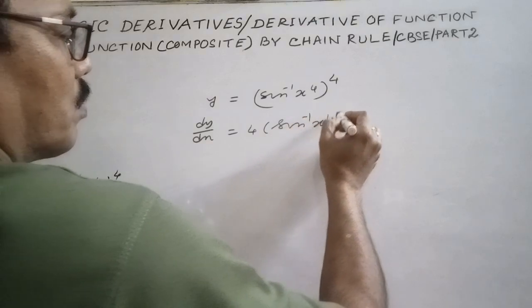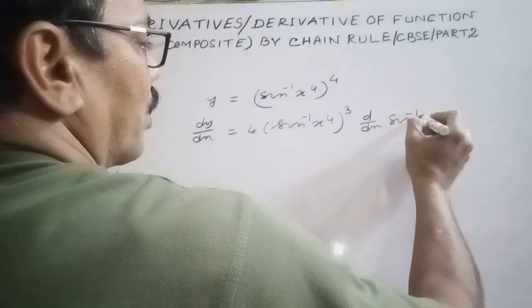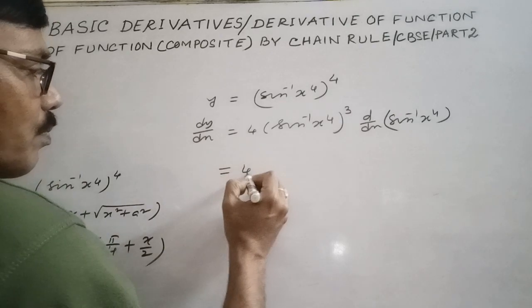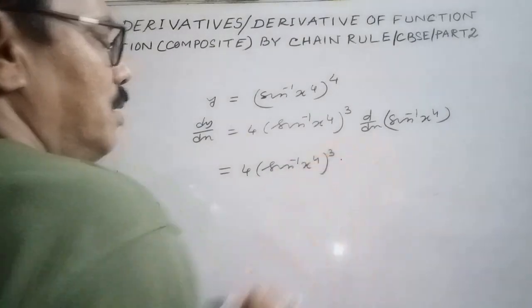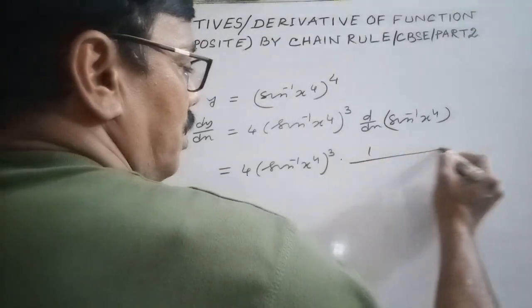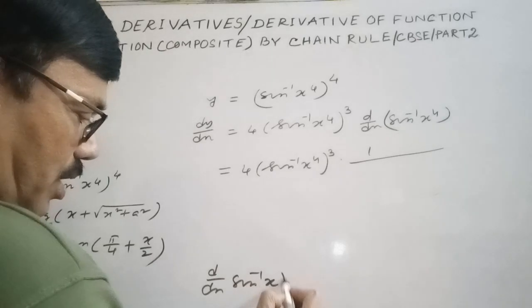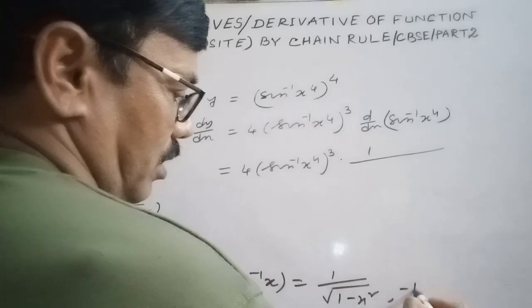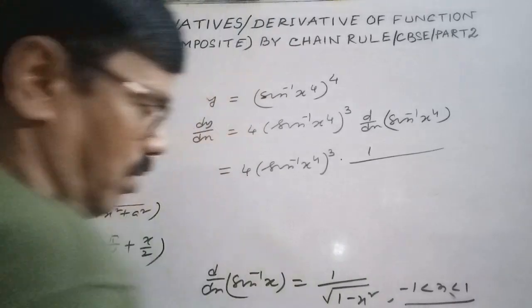Sine inverse x to the power 4, power is 3. d dx of sine inverse x to the power 4. Then this one is constant. So sine inverse x. So the derivative of sine inverse x, inverse circular, this is our working tool: 1 by root under 1 minus x square, and x lies between minus 1 to plus 1.